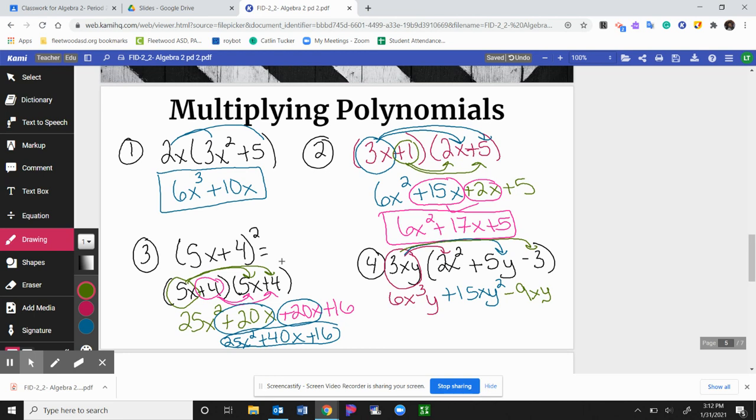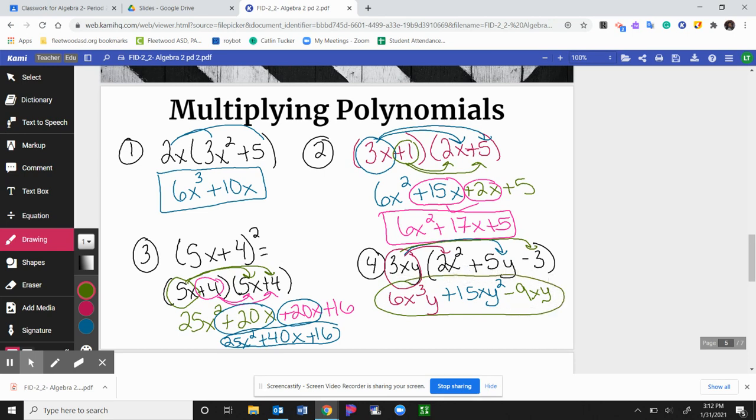Okay, so now we're looking here: is this in standard form? Remember, standard form goes in alphabetical order first, so xy. And then we need to look at the exponent. So we have an x to the third, and then an x, y squared, and then just an xy. So that right there would be your final answer.